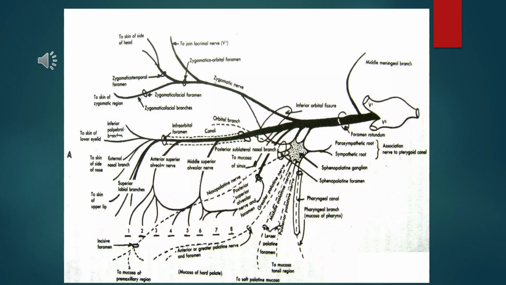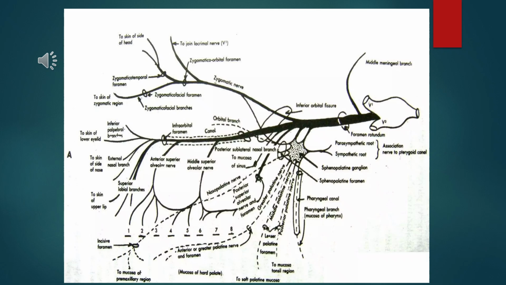The zygomaticoorbital or zygomaticofacial nerve passes forward on the lateral orbital foramen and leaves by piercing the orbicularis oculi muscle and supplies sensory fibers to the skin over the prominence of the zygomatic bone.